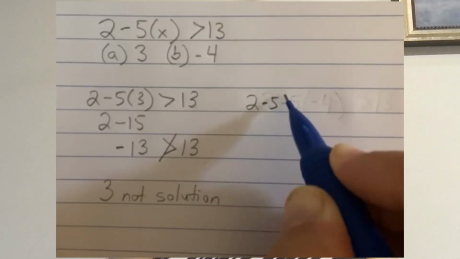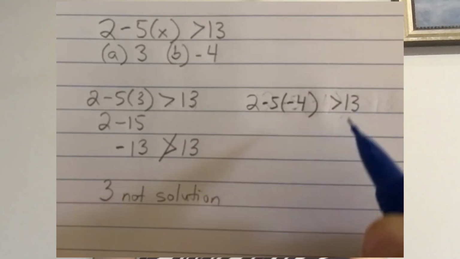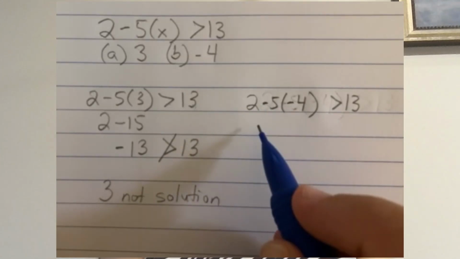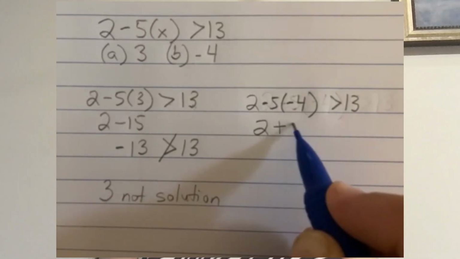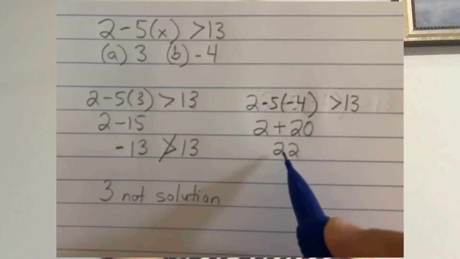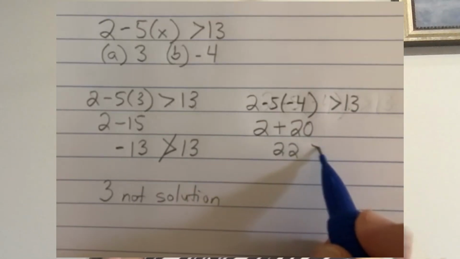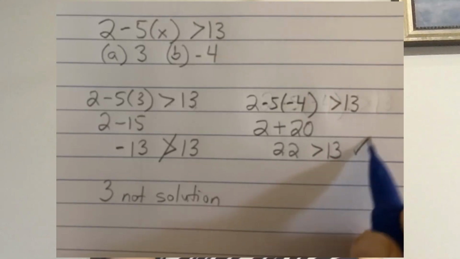So let's try the exact same thing for -4. Plugging in -4 for x, we have 2 minus 5 times -4, and we're saying, is that greater than 13? We're going to solve our left-hand side. So we have 2 plus 20. If we solve that, we get 22. And we have to ask, is that greater than 13? Well, what do you think? Yes, it is. So therefore, the inequality is true. So -4 is a solution of the inequality.